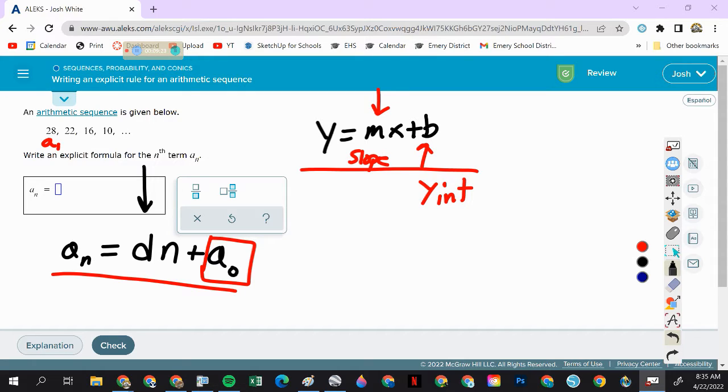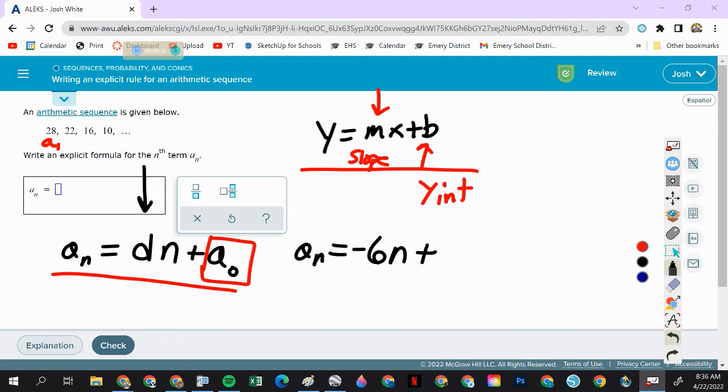If I want to fill out this formula, then a sub n is going to be, what's my common difference? Negative 6. So negative 6 times n plus what? Good job. So day 1 does not get plugged into the equation. Day 0 gets plugged in. But day 0 is not part of the sequence.